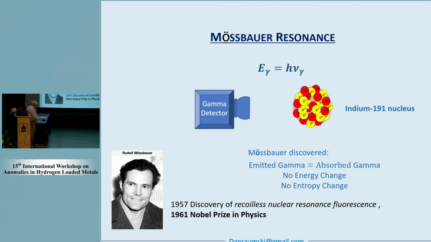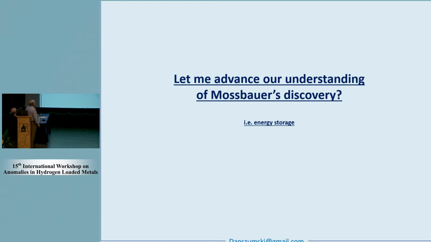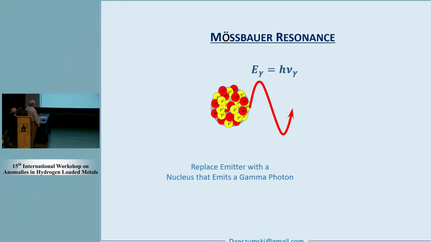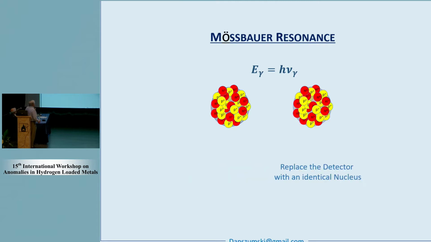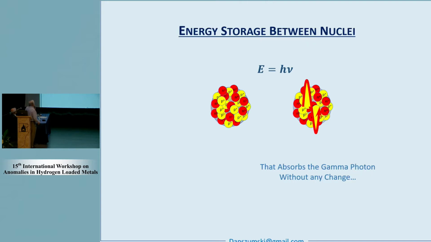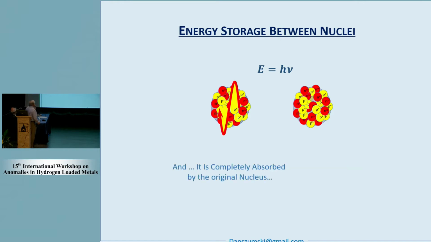We're going to advance Mossbauer's idea a little bit farther to energy storage, and we're going to replace his emitter with a nucleus that emits a gamma photon, and his detector with an identical nucleus that absorbs the gamma photon and then emits it, where it is absorbed without any change in its energy or entropy by the first nuclei, and so on and so forth, if we can do that somehow.